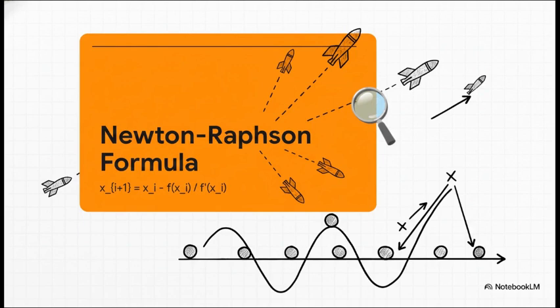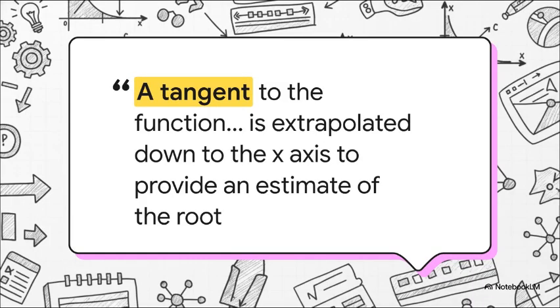But what's really fascinating here is that this isn't just a static formula. It's more like a dynamic, iterative homing missile. It takes where you currently are, looks at the slope of the curve at that exact point, and uses that to project a brand new, much more accurate estimate of where the true root actually lies. The source material describes this beautifully. It says, a tangent to the function is extrapolated down to the x-axis to provide an estimate of the root.